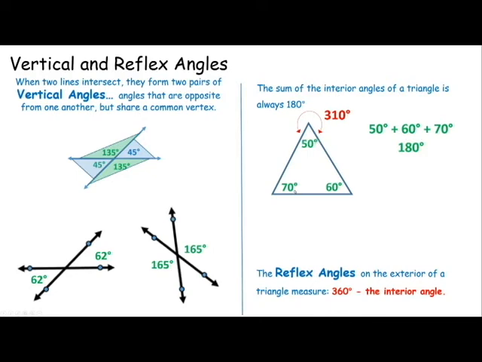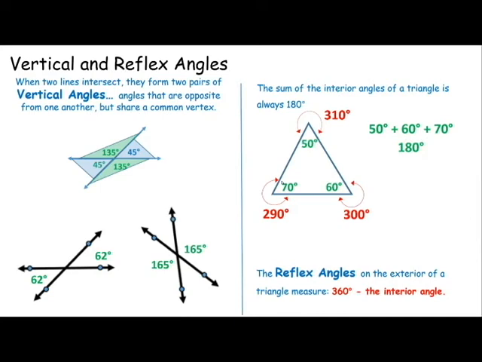How about this? This is a 70. What's the reflex angle? Well, 360 degrees, take away the 70 we have already got, means there's 290 left over. How about this last one? You've probably figured this one out already. 360, take away the 60 that are on the inside, leaves us with 300 that are on the outside.